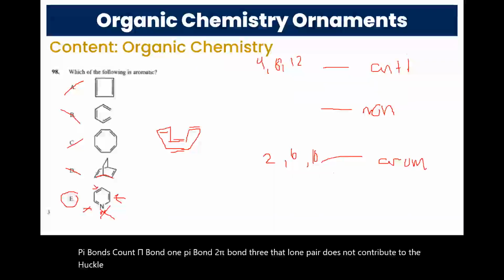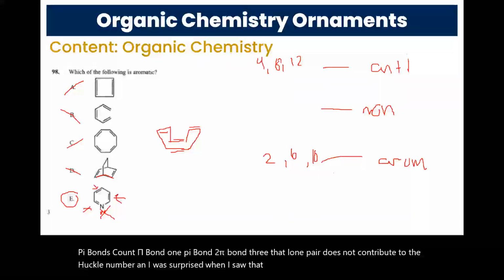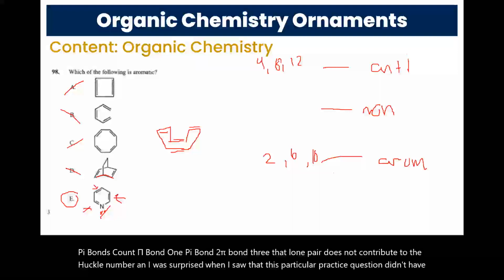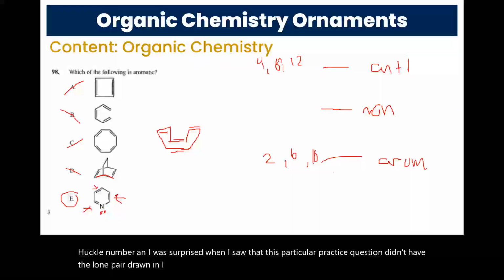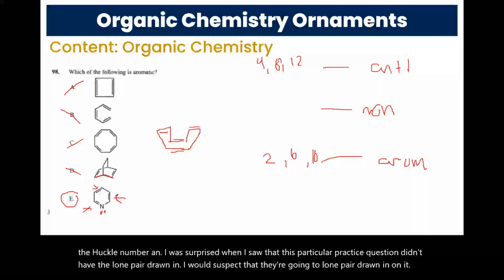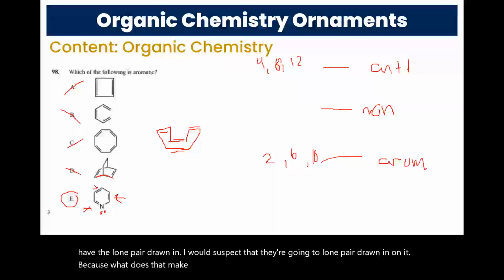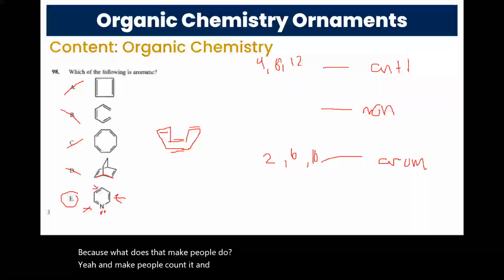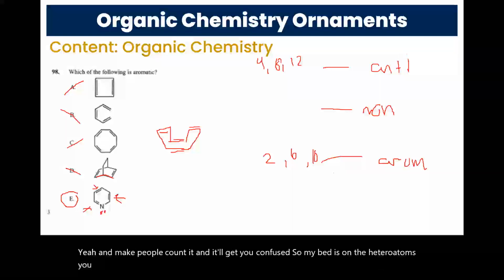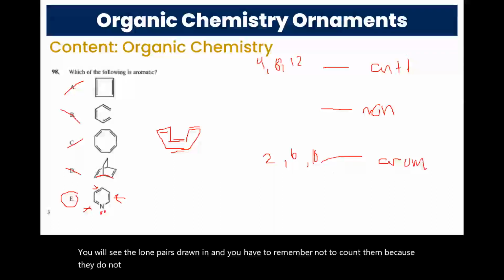And I was surprised when I saw that this particular practice question didn't have the lone pair drawn in. I would suspect that they're going to have the lone pair drawn in on it. Because why? What does that make people do? Confuse. Yeah, it makes people count it and it'll get you confused. So my bet is on the heteroatoms, you will see the lone pairs drawn in, and you have to remember not to count them because they do not contribute to the pi system.